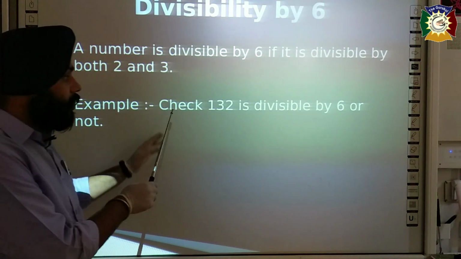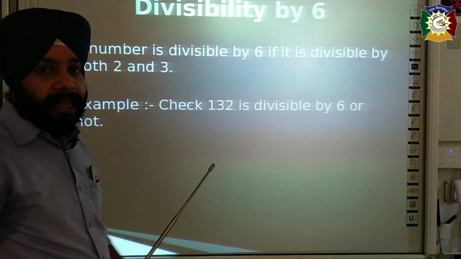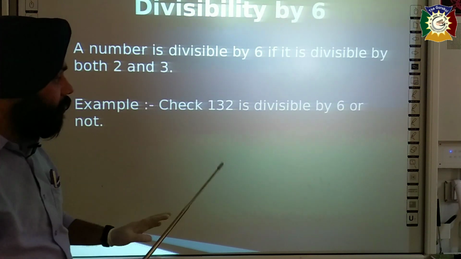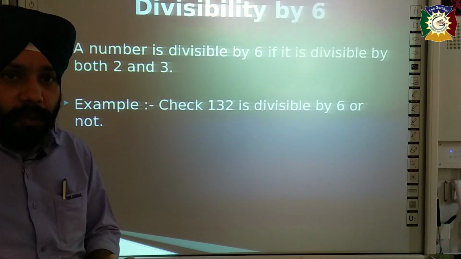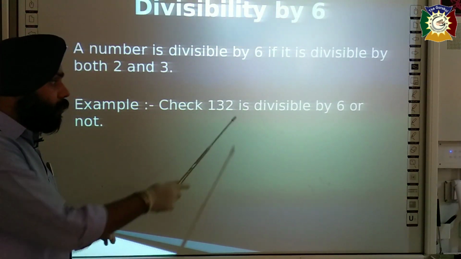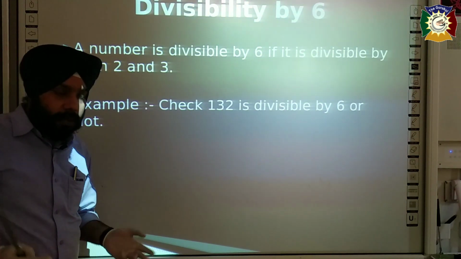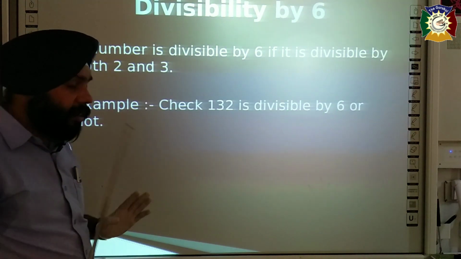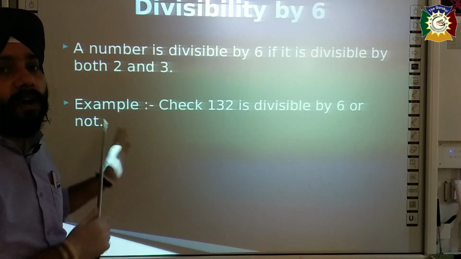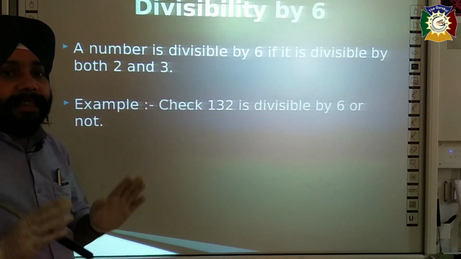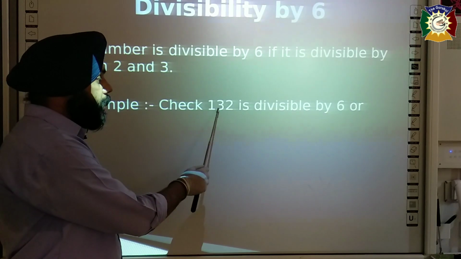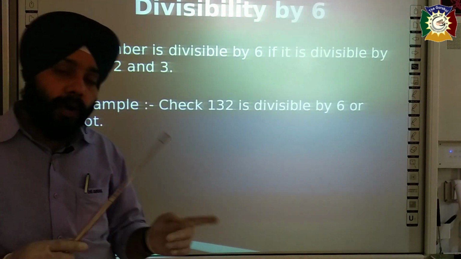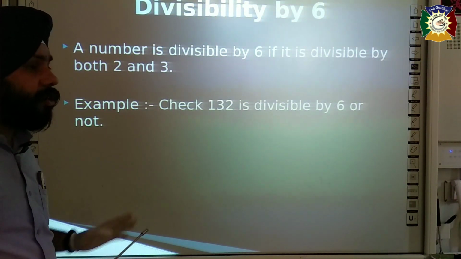For example, check whether 132 is divisible by 6 or not. First, we check whether 132 is divisible by 2. Its unit place value is 2, so the number is divisible by 2. Now check divisibility by 3. The sum of all digits should be 3, 6 or 9. 1 plus 3 plus 2 equals 6. So this number is divisible by both 2 and 3, so we can say it is also divisible by 6.